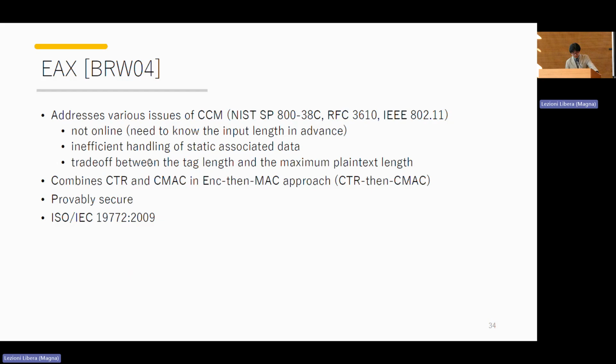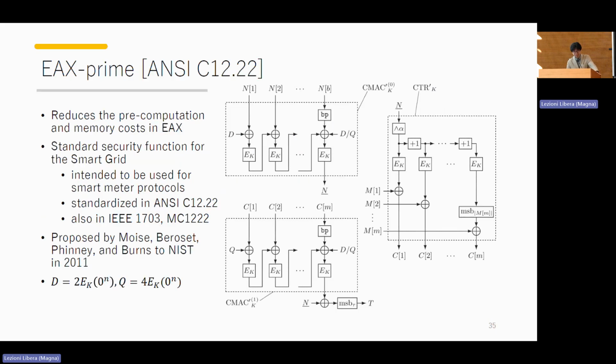So EAX combines counter mode and CMAC in the encrypt-then-MAC approach. So it's like a counter then CMAC. It's provably secure, and it is in the international standard. EAX prime is also a standard of ANSI, and it reduces the precomputation and memory costs of EAX. This is for smart grid and included in some standards, and it was proposed to NIST for standardization.